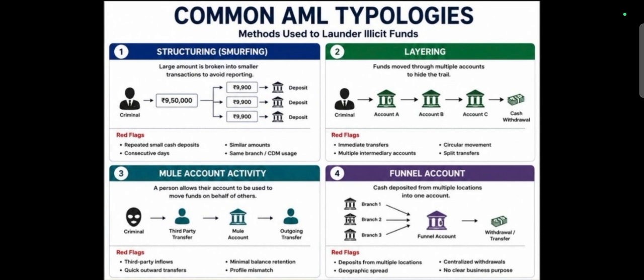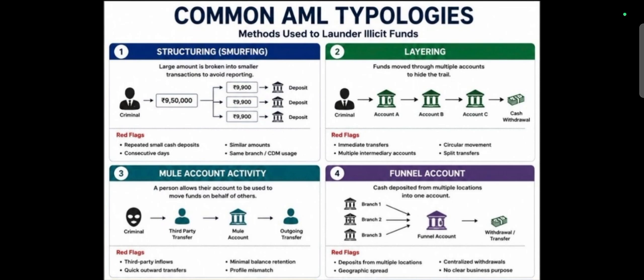So what are the red flags in this process? Immediate transfer of money from one account to another account. Second is circular movements, suppose from bank A to B, B to C, and C again to A. So it is like movement of money in a circular form. And third red flag is multiple intermediary accounts. As you can see in this example, this person deposited his money into bank A, and after that that money moves from bank A to bank B and bank C.